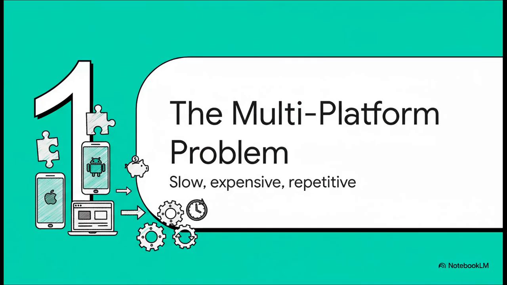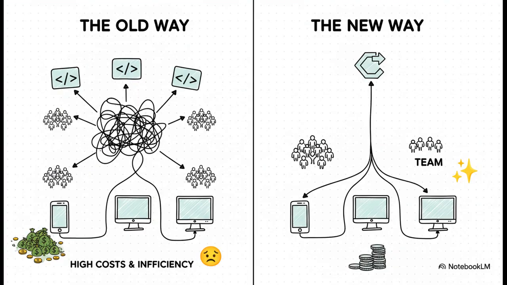And to really get why this is such a big deal, we've got to take a little trip back in time. Imagine you're a company with a brilliant idea for a new app. Well, in the old days, you couldn't just build it once. Oh no. You had to build one version for iPhones, a completely separate version for Android phones, and then probably another one for the website. Talk about a headache.